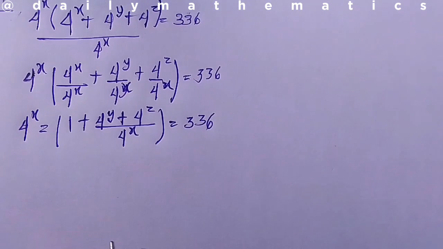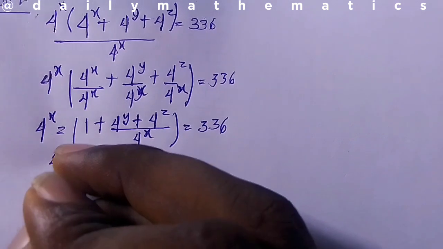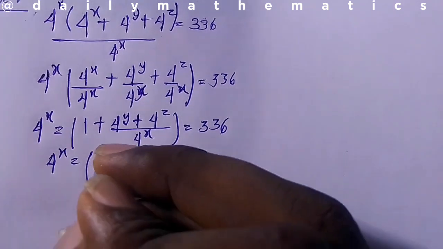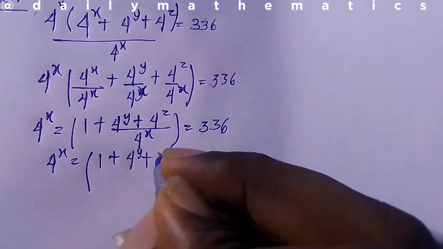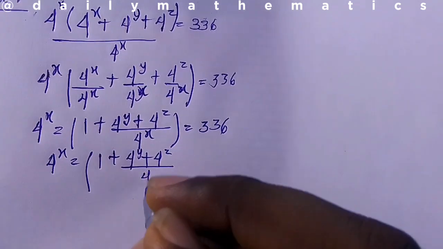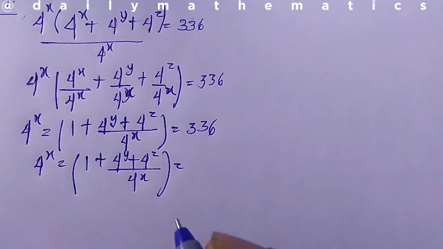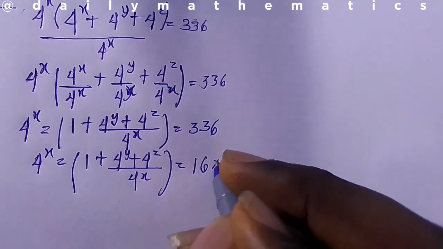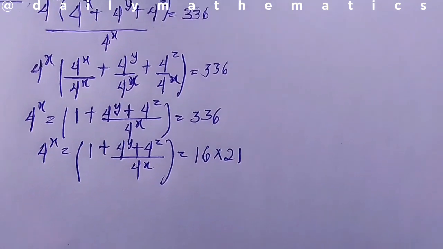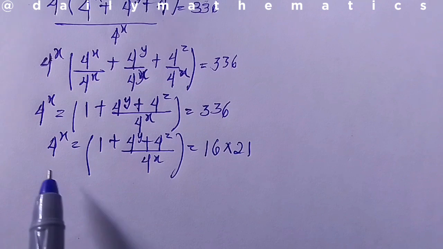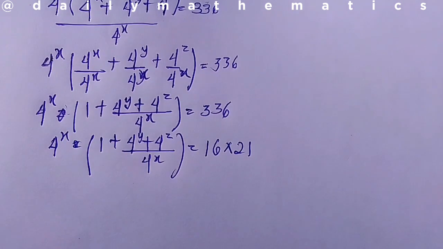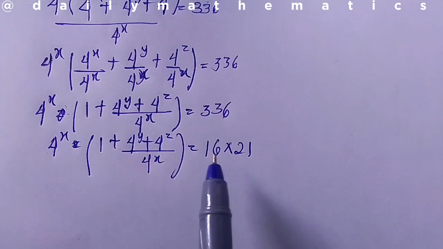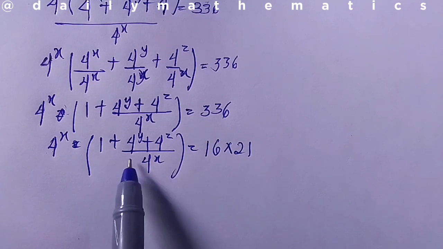that's 16 times 21. So we can now say 4 raised to the power of x times the quantity 1 plus 4 raised to the power of y plus 4 raised to the power of z over 4 raised to the power of x equals 16 times 21, right? So from here we can now equate this one. Sorry, there's no equal sign here. This is multiplication. So from here we can now equate this one to a factor here, and equate this one to a factor here.